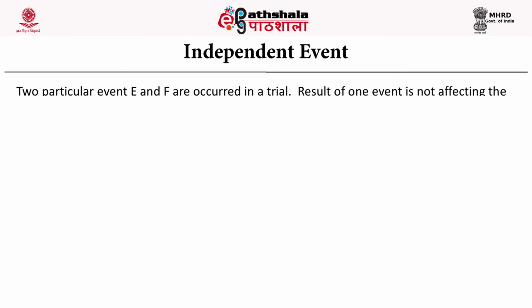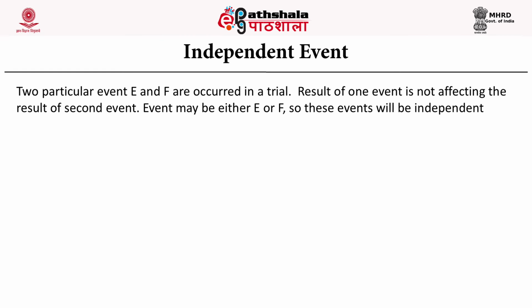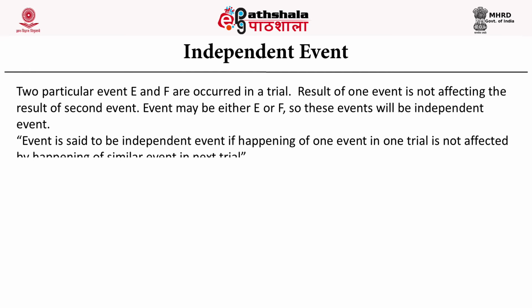Now coming to the definition of independent events. Two particular events E and F occur in a trial. The result of one event does not affect the result of the second event. The event may be either E or F. So these events will be independent events. An event is said to be independent if the happening of one event in one trial is not affected by the happening of a similar event in the next trial.